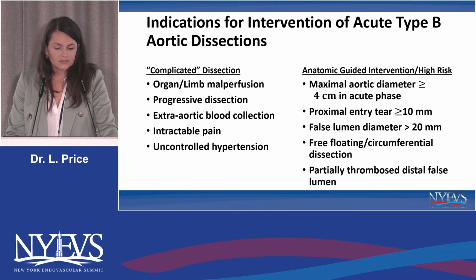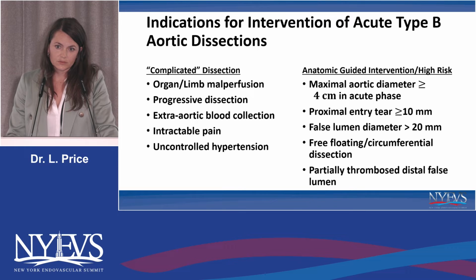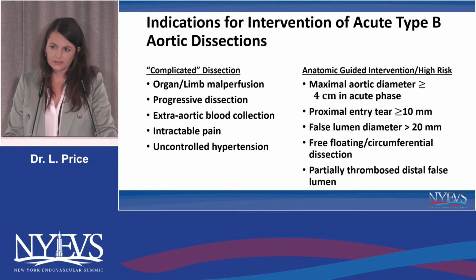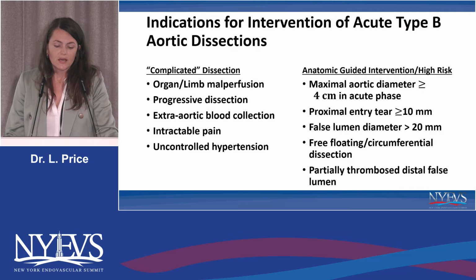So for a long time, medical therapy has been the standard. However, we know that there's about a 15% risk of an uncomplicated type B aortic dissection becoming a complicated aortic dissection in the acute period, so within the first 14 days. So that's why it's important to monitor these patients closely and to get surveillance imaging. In general, the mortality rate of patients who are treated in a medical manner is about 10% in the first 30 days. Why is that important?